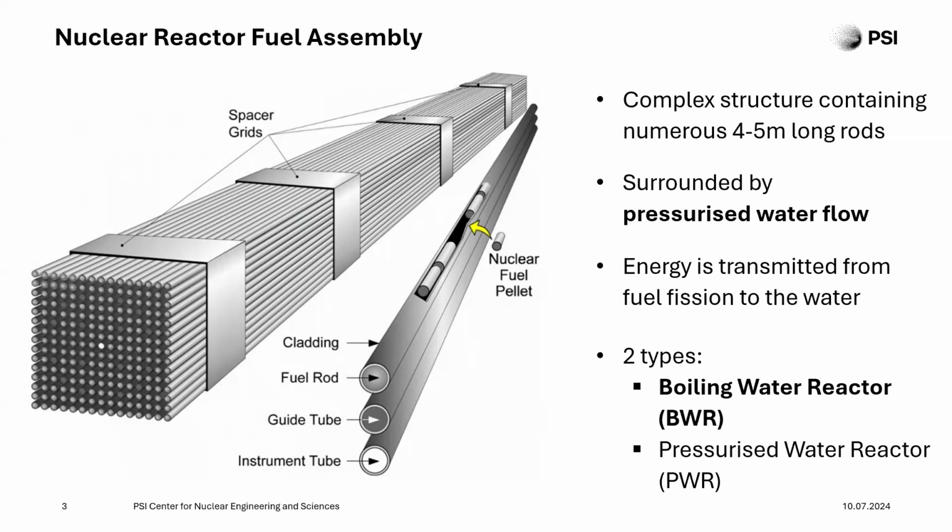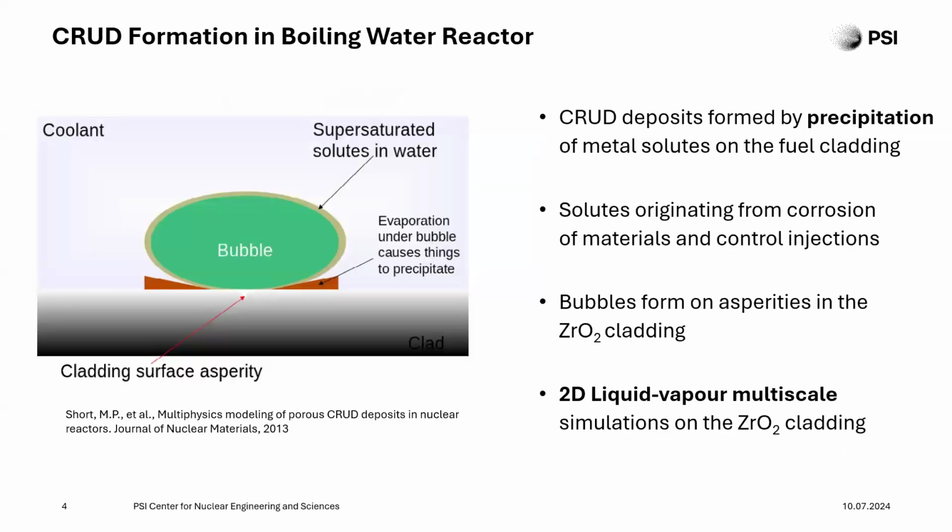And depending on the behavior of the water, you have two main types of reactors. You have the boiling water reactor, which, as the name implies, has a phase change, and the pressurized water reactor, which is at a higher pressure, so you don't have vapor at that point. What we're interested in is the boiling water reactor, because due to the boiling process, you have a much bigger buildup of CRUD. Indeed, the boiling is quite important in building these CRUD formations.